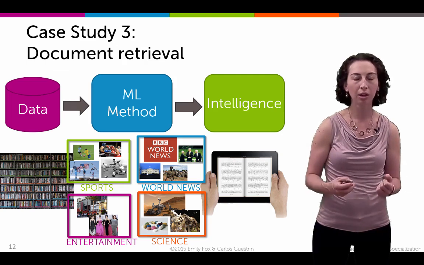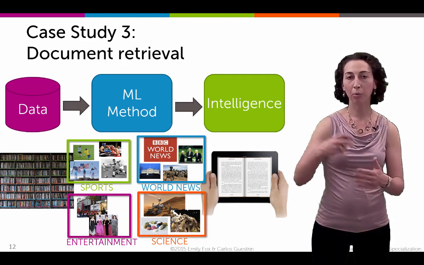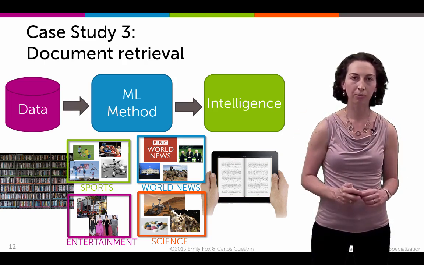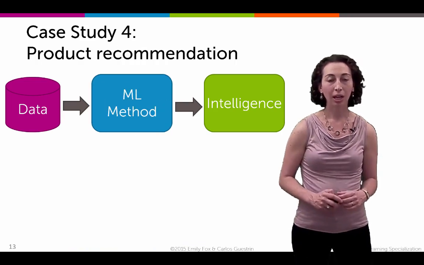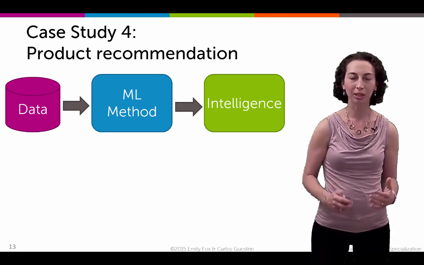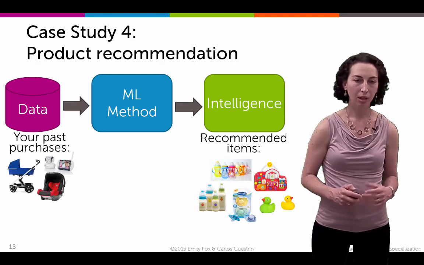Because if I'm sitting here currently reading some article about world news, then maybe if I want to retrieve another article, I already know which articles to search over. And this type of approach is called clustering. In our fourth case study, we're going to do this really interesting thing that's called collaborative filtering that's had a lot of impact in many domains in the last decade.